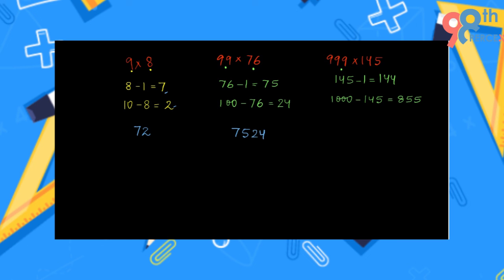And for the last product, that is 999 times 145, I have to write 144855. So yes, this is how we can very quickly get the product of 2 numbers with the same number of digits, wherein one of the numbers is composed only of 9s.